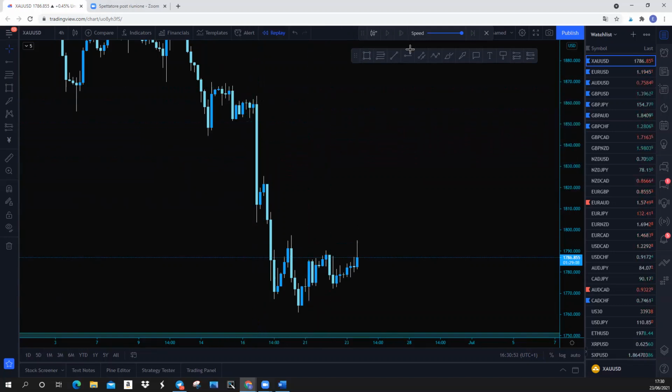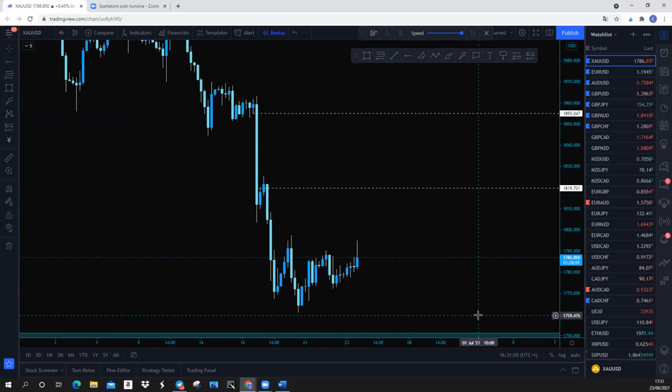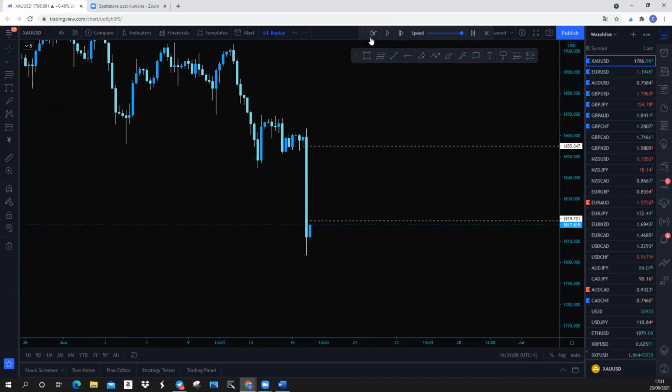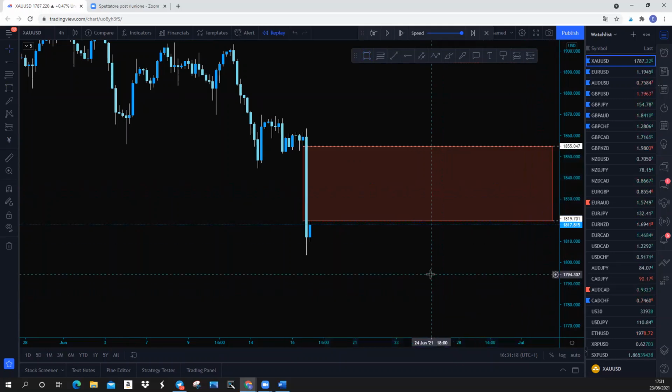Let me show you. Basically from here to here, this is all imbalanced. Let me go back. This is all imbalanced, and right here you can draw your imbalance area if you want to. I usually don't draw them. I just see that they are over there. I don't need to draw them.